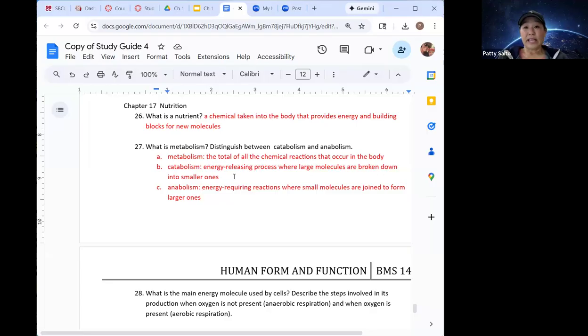The other type of reaction in general is anabolic reaction, or anabolism. These take small molecules and put them together to form larger ones. These require energy. All right, so let me show you an example.